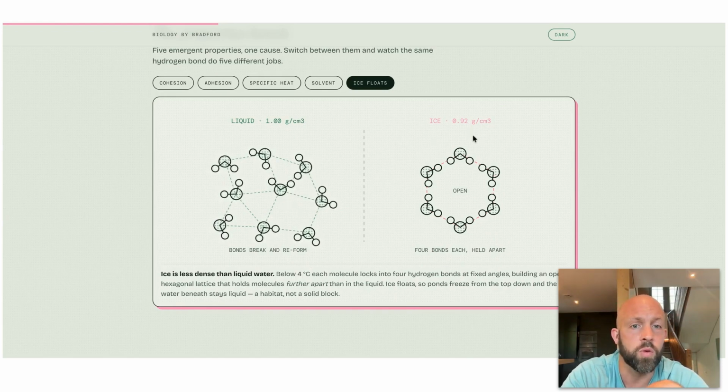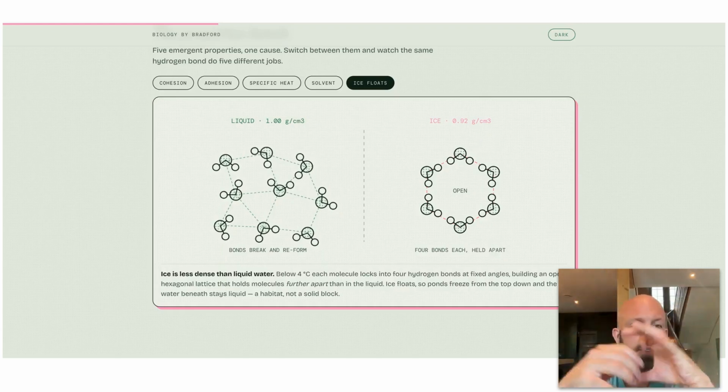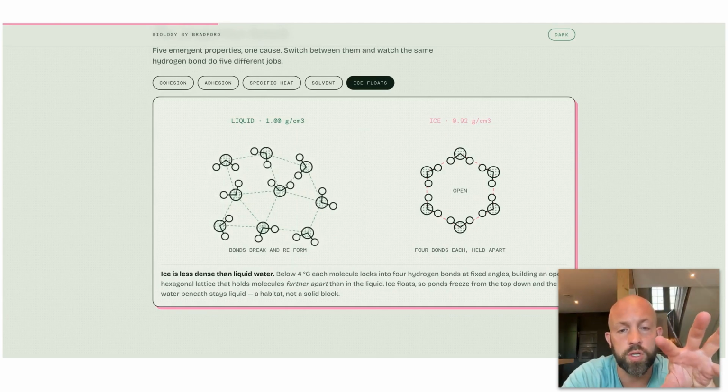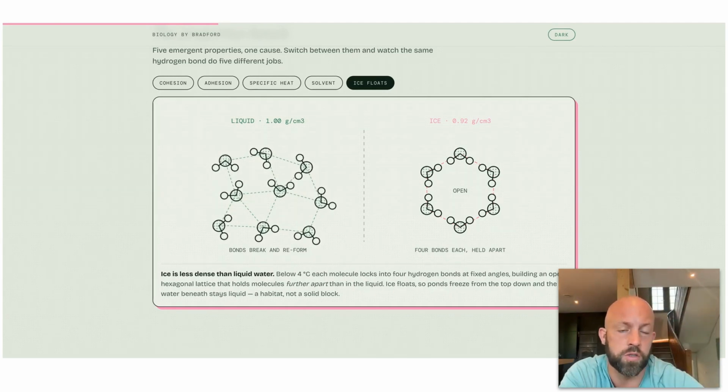But here, with ice, it will start forming uniform hydrogen bonds, and that creates and opens up space. It's only slightly less dense, but it's enough for it to float. And when it floats on water, it's also going to add a layer of insulation, which means that underneath we have some warm water, which creates a habitat in which fish could survive.